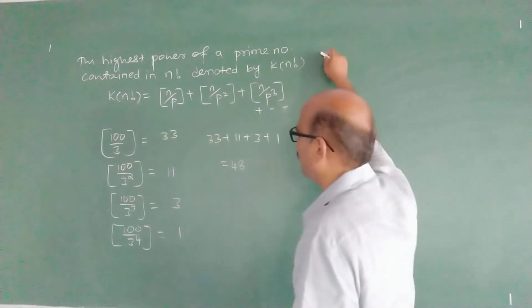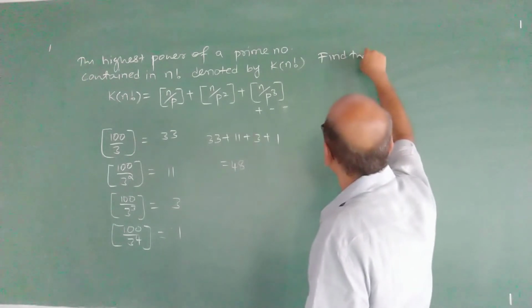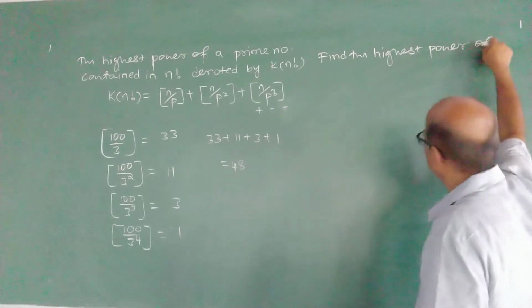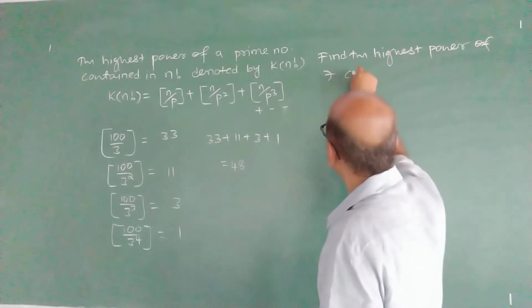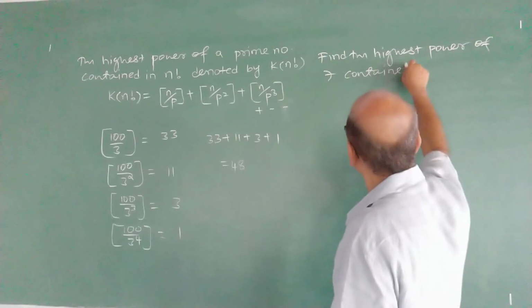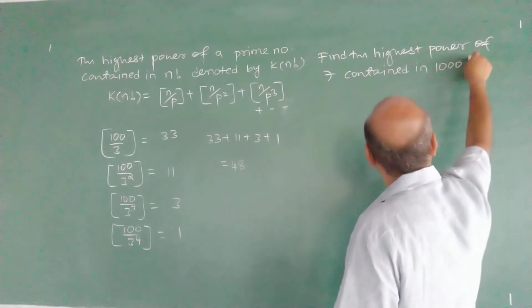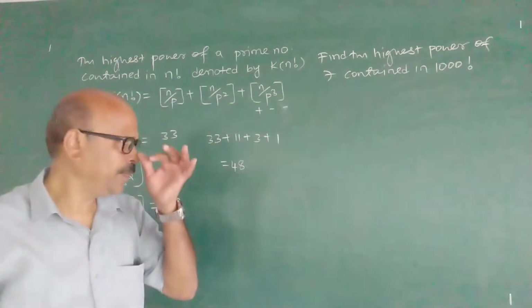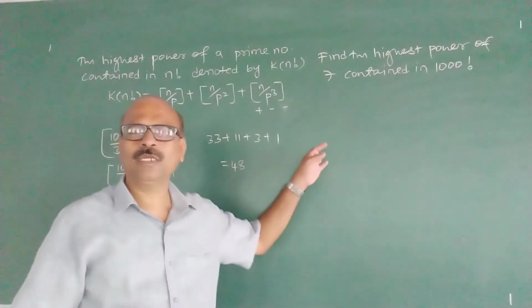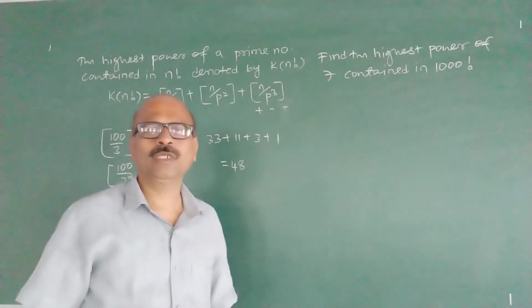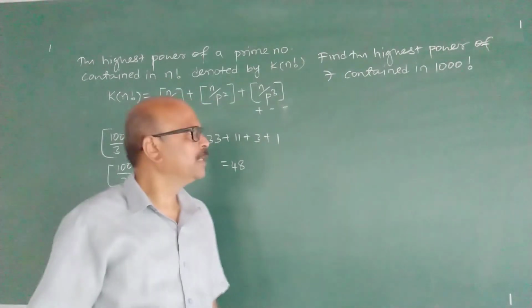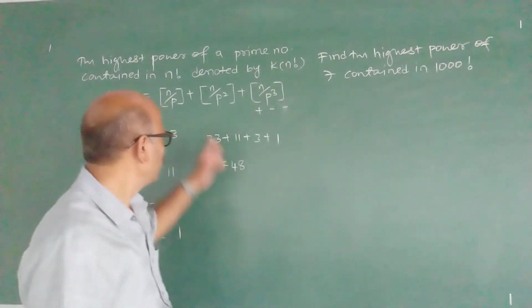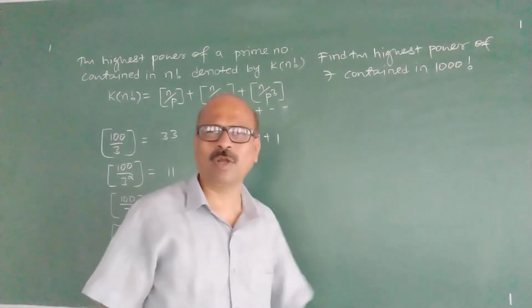I explain one more problem here. Find the highest power of 7 contained in 1000 factorial. See, such a large number it is, 1000 factorial. We do not write 1, 2, 3, etc. up to 1000, and we cannot calculate that power of 7. How many times 7 is there in 1000 factorial? But using this formula, it becomes a very simple problem.